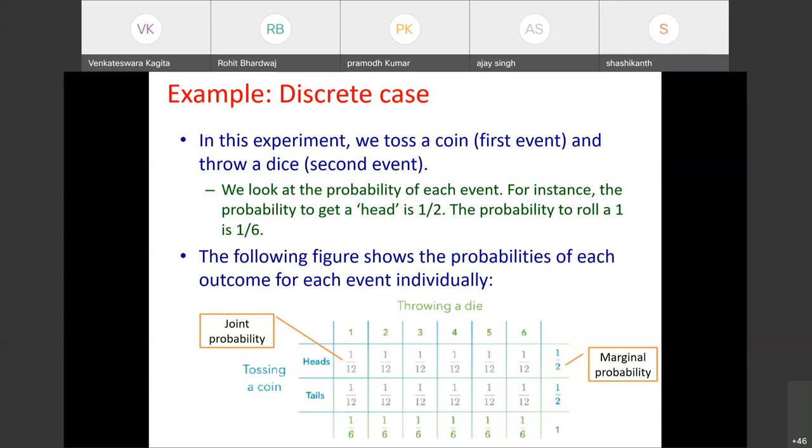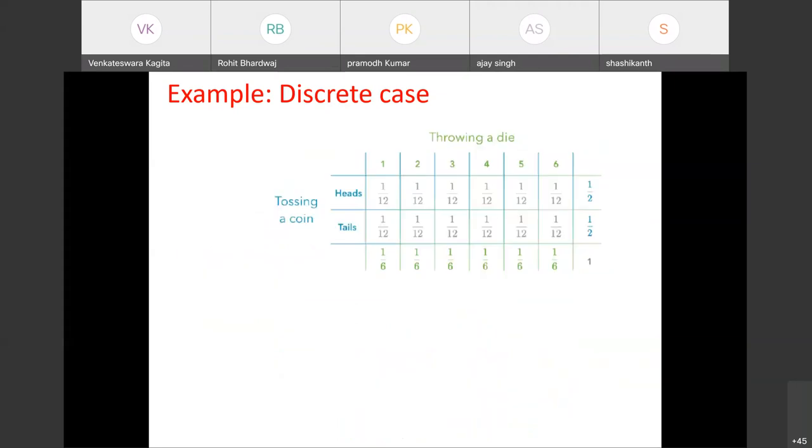So if I ask a question, what is the probability that the coin takes the value heads? What would you do? Irrespective of the value that the dice is taking, you are interested in the probability of heads. You just take the sum of the individual joint probabilities in this row. So 1 by 12 plus 1 by 12 plus 1 by 12, six times, which is equivalent to 1 by 2. We call this a marginal probability. Irrespective of the values that the other event is taking, you are just interested in the probability of heads.